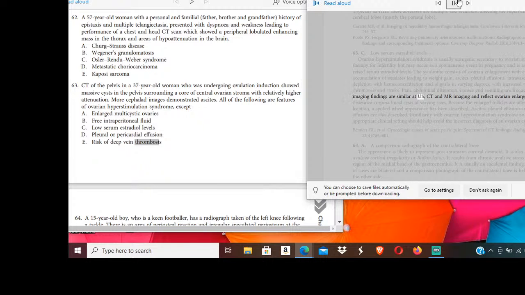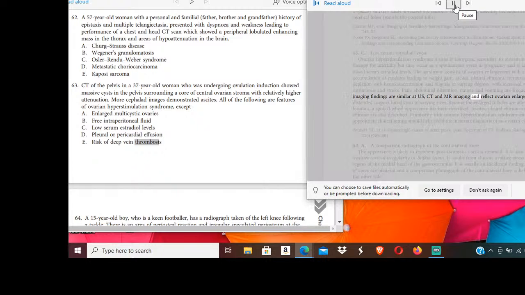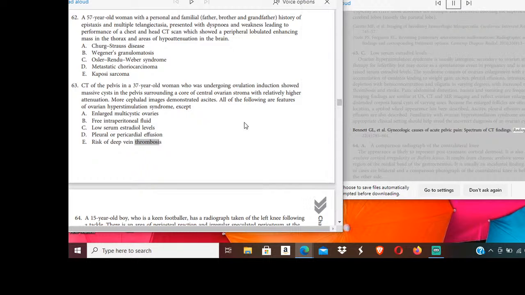The imaging findings are similar at US, CT, and MR imaging, and reflect ovarian enlargement by distended corpus luteal cysts of varying sizes. Because the enlarged follicles are often peripheral in location, a spoked wheel appearance has been described. Ascites, pleural effusion, and pericardial effusion are also described. Familiarity with ovarian hyperstimulation syndrome and the appropriate clinical setting should help avoid the incorrect diagnosis of an ovarian cystic neoplasm. Bennett GL, et al. Gynecologic causes of acute pelvic pain: spectrum of CT findings. Radiographics. 2002; 22: 785-801.